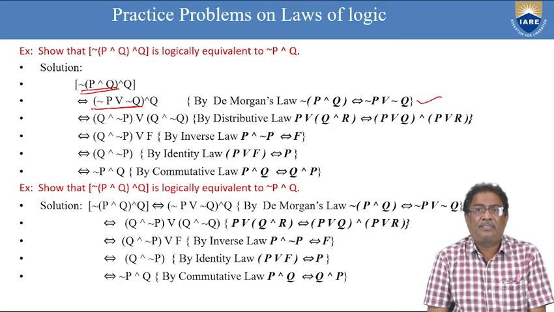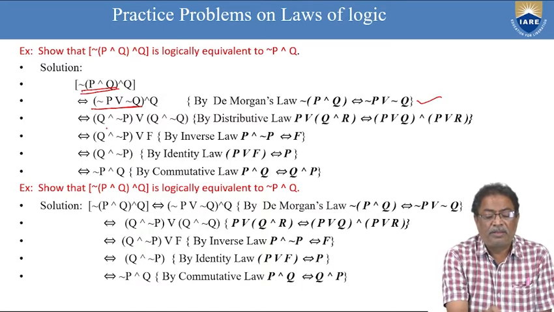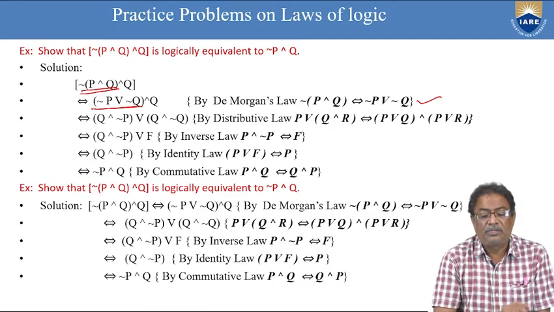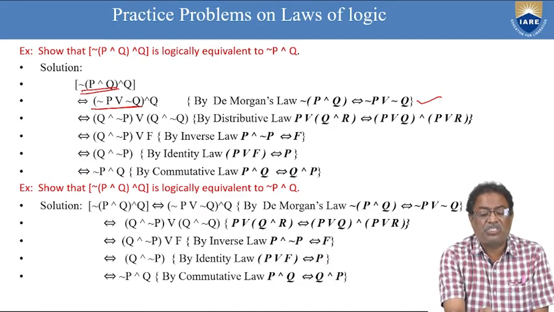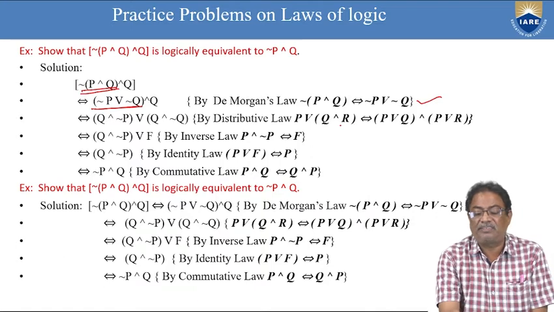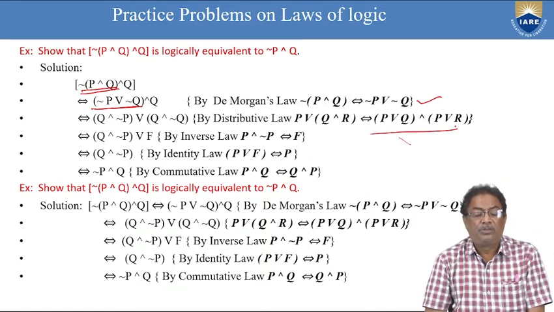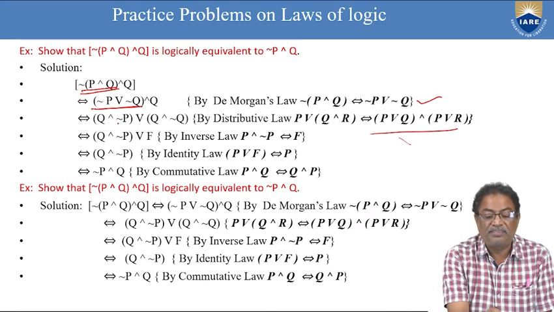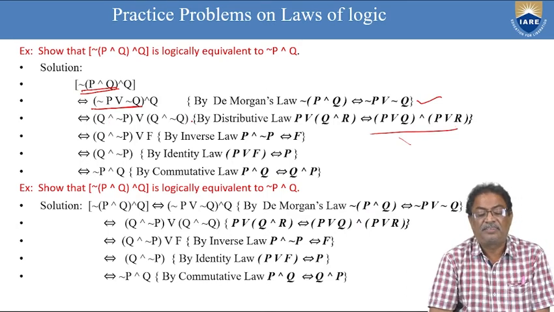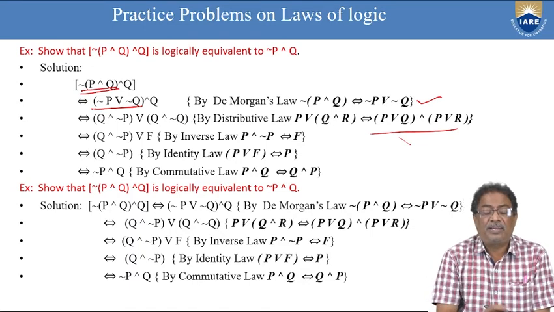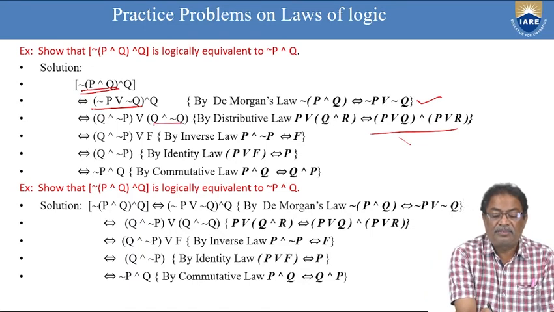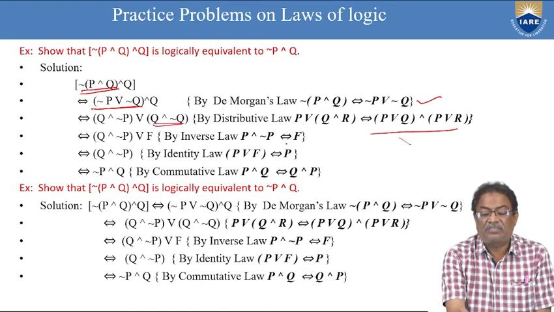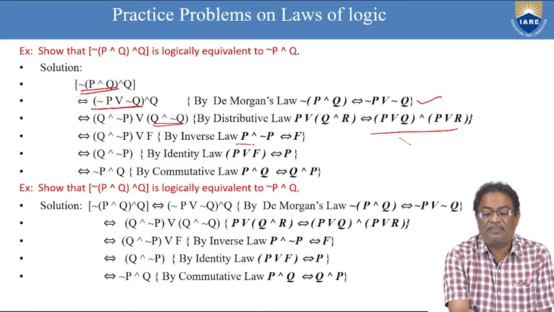After that, apply the distributive property. This is of the form: after this, what am I going to get? This is P or Q, then this. Then apply the distributive property. This is the distributive property. Then applying the distributive property, we are going to reduce this expression like this. Then after that, another inverse law applying. Here inverse law is this.